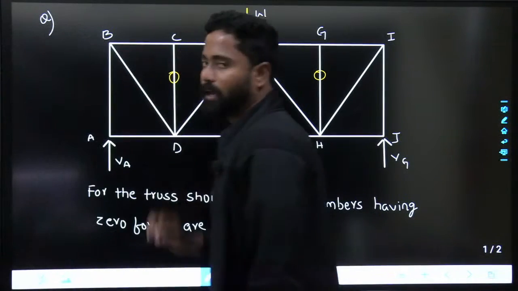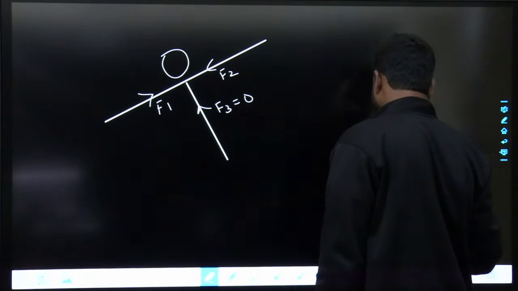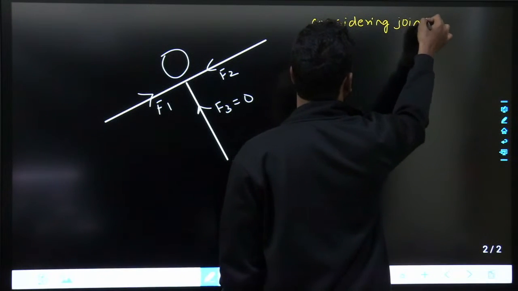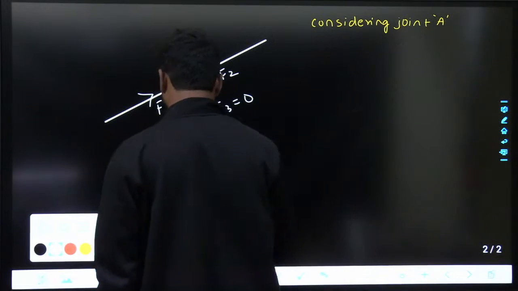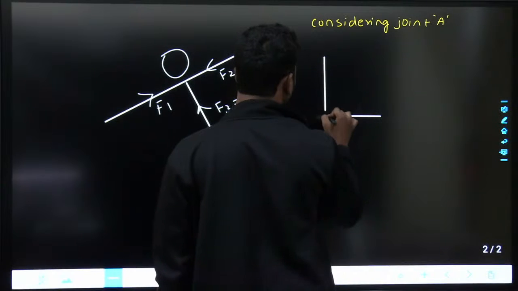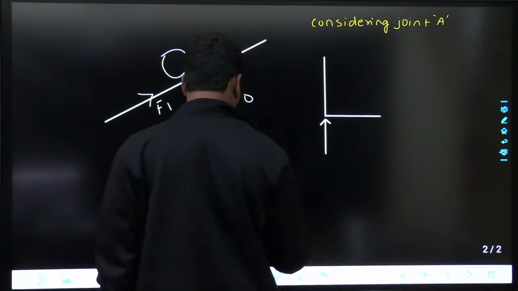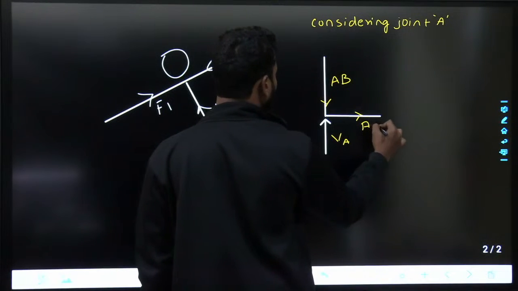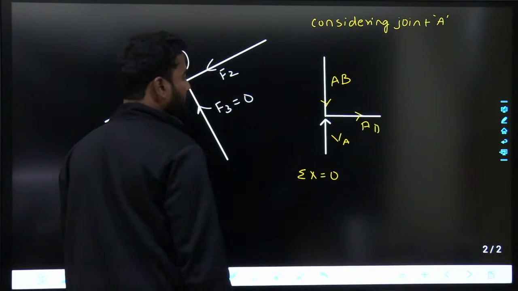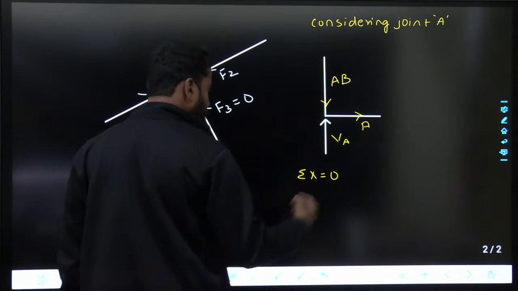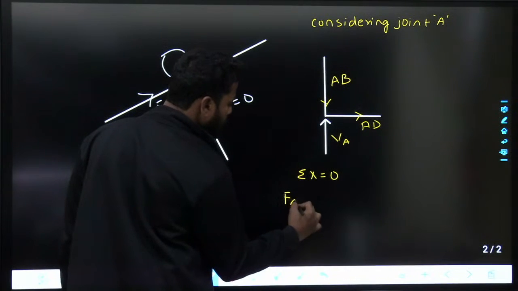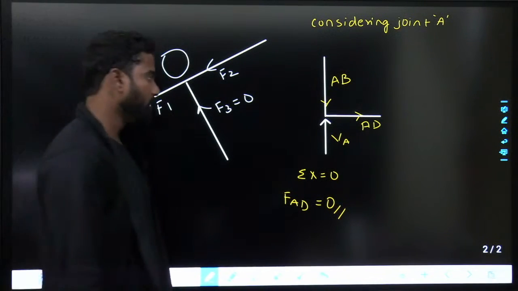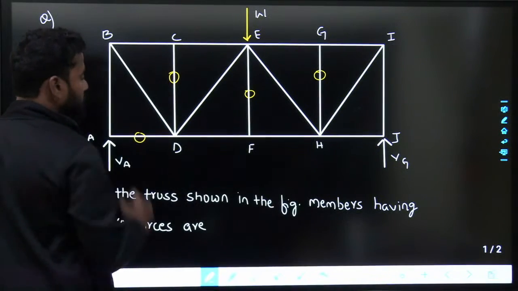That means if I take joint A, what can I write? Considering joint A, there is VA here, there will be some AB, and this is AD. If I take sigma x equals to 0, I can write FAD. There is no other force in this direction, so FAD equals 0. So force in AD is 0.